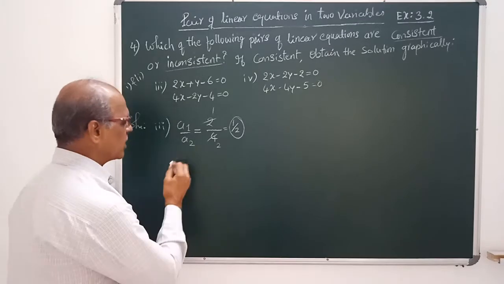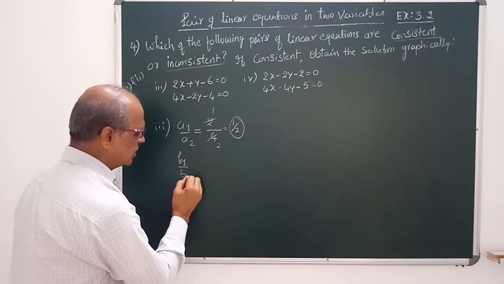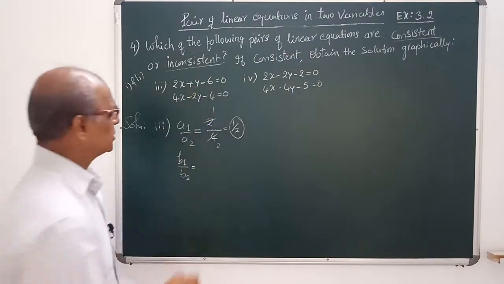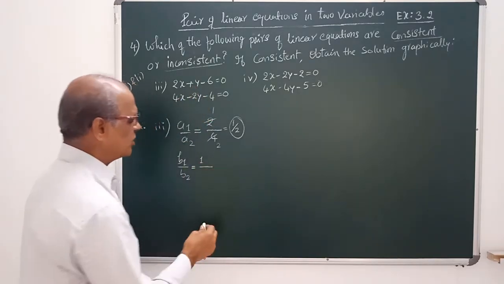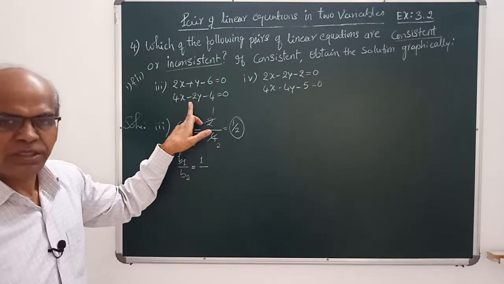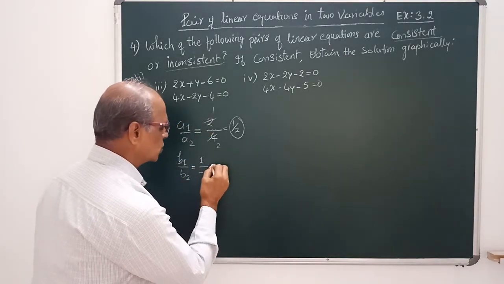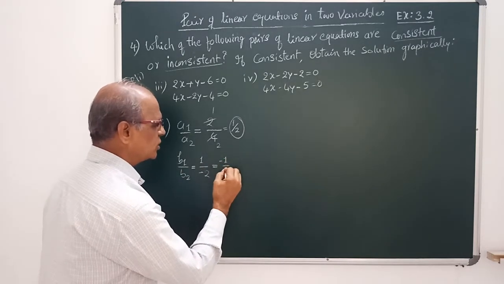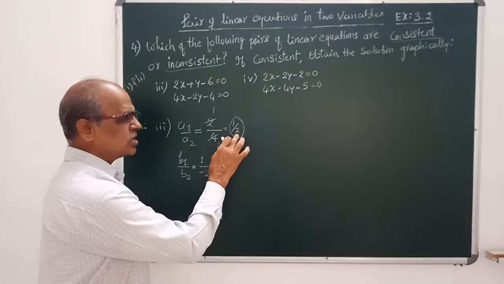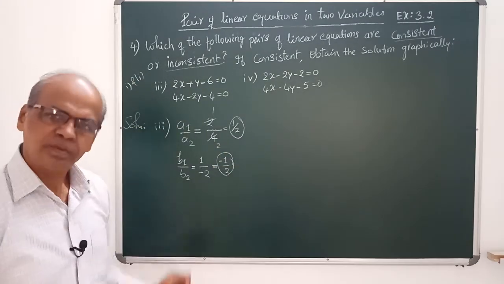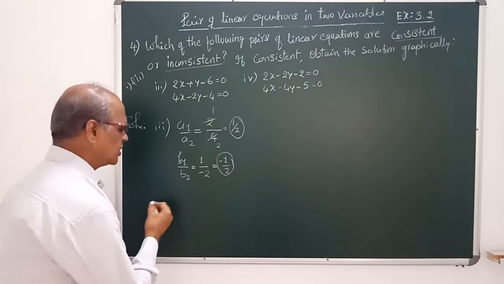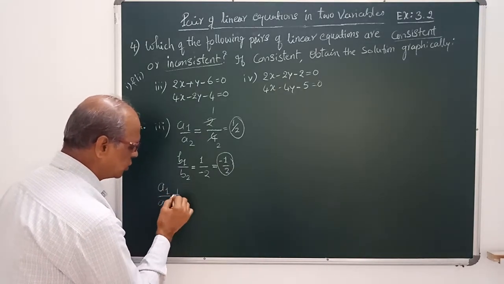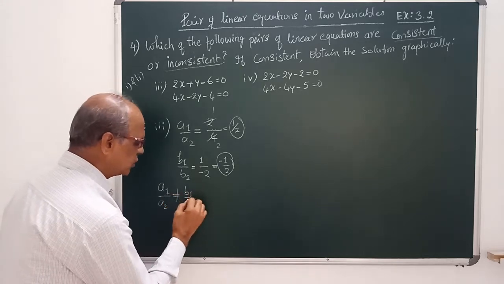Let's go for B1 by B2. So B1 by B2 is equal to, what is B1? Nothing is there means 1. That means here it is 1 divided by, what is B2? Minus 2. Transpose this minus to the numerator. That means it is minus 1 by 2. You see here 1 by 2 and here it is minus 1 by 2. That means A1 by A2 is not equal to B1 by B2.